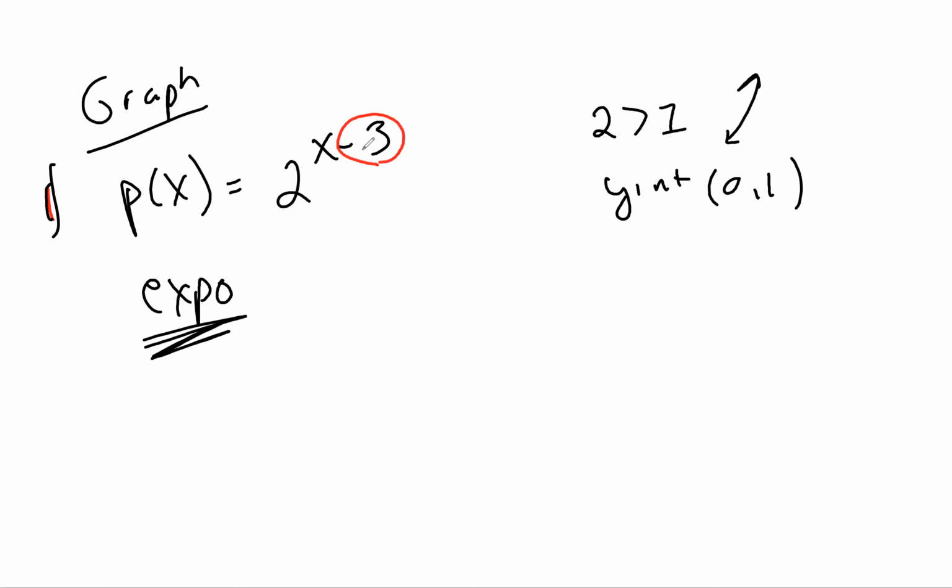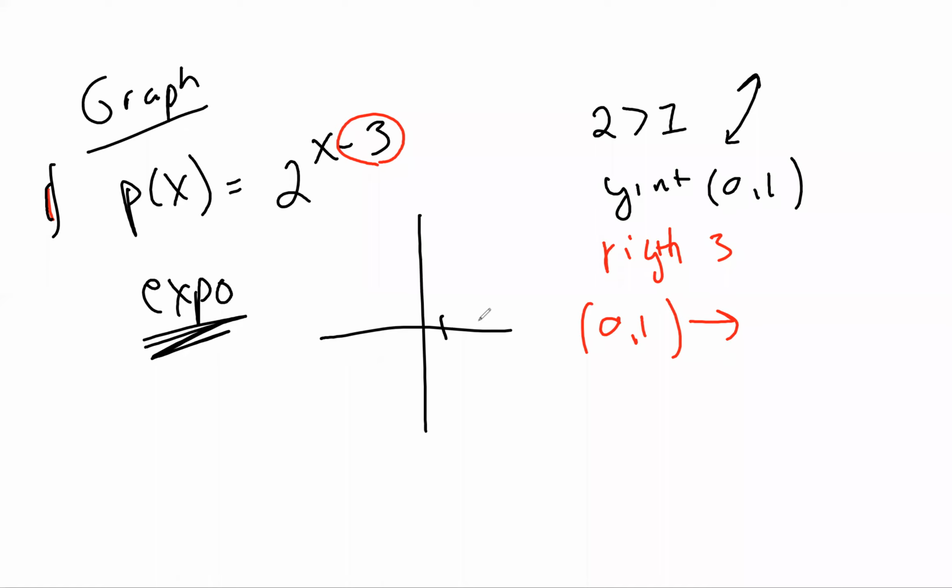What does this tell me? Right 3. And so if I start at the point (0, 1) and I move right 3, where am I at? (3, 1). Okay, so (3, 1) is going to be the point which I draw my line through, and there's no other transformations, and it's an increasing function. So I will go over 3 and up 1.